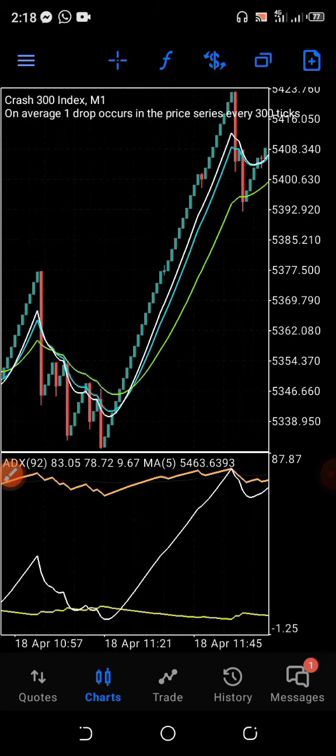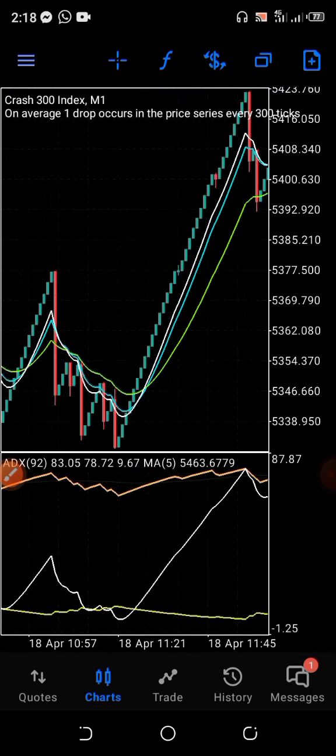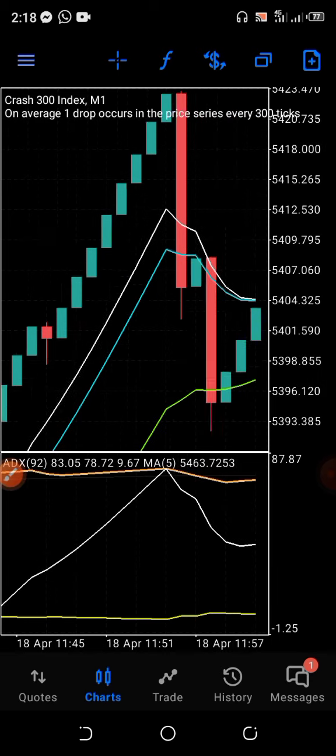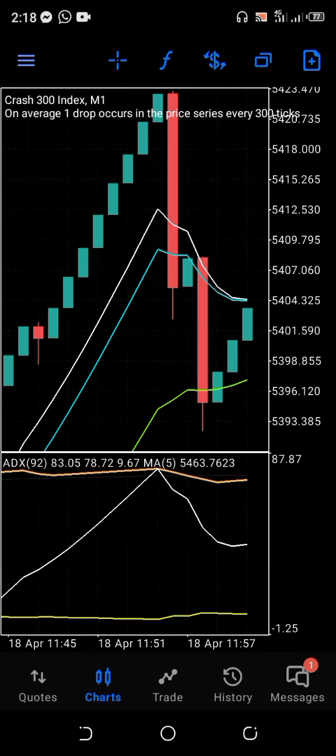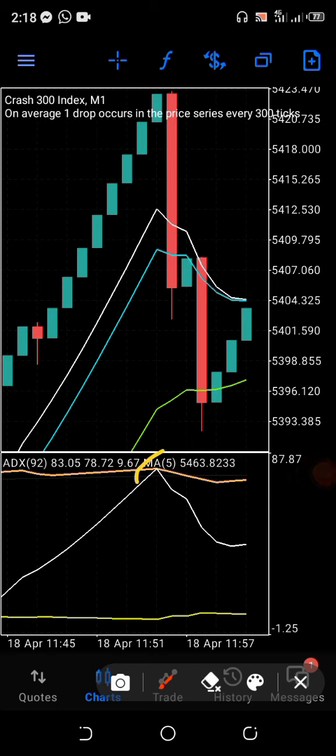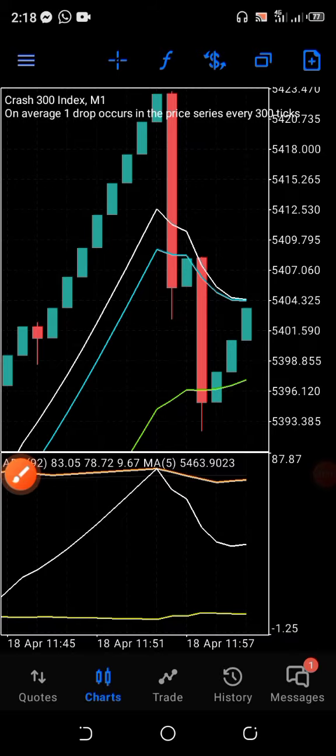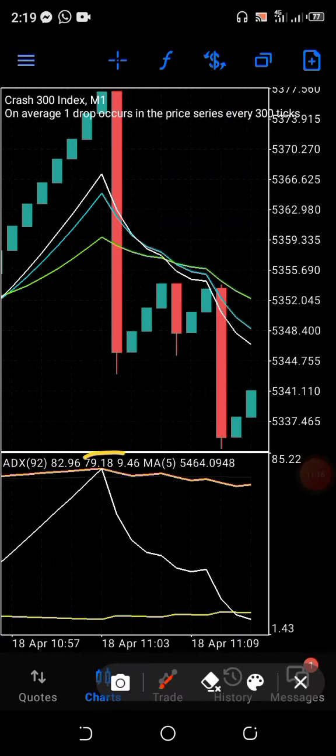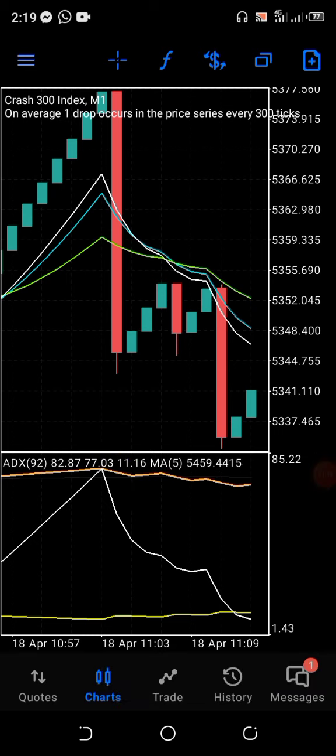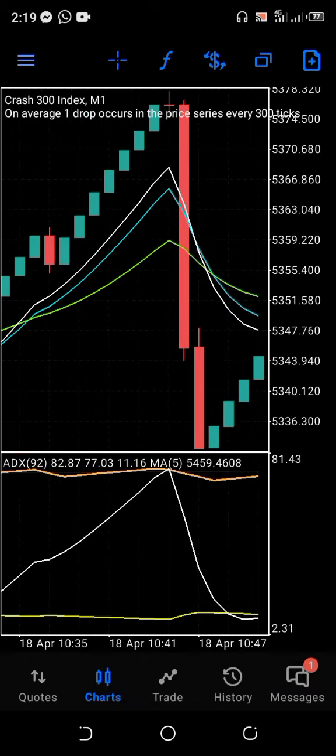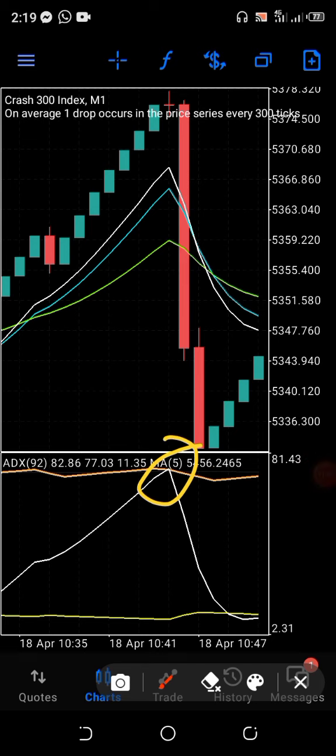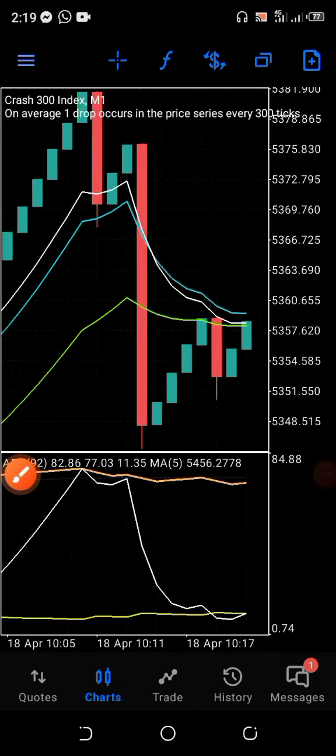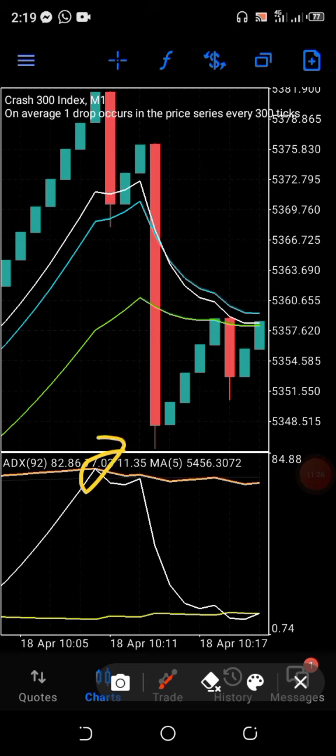So let's quickly backtest a little to see how real what I told you is. This market touched here. It spiked. This is the spike. Let's go back again. This market touched here. It spiked. Let's go again. It touched here. It spiked. Let's go again. It touched here. It spiked. It came back again and touched here and spiked.